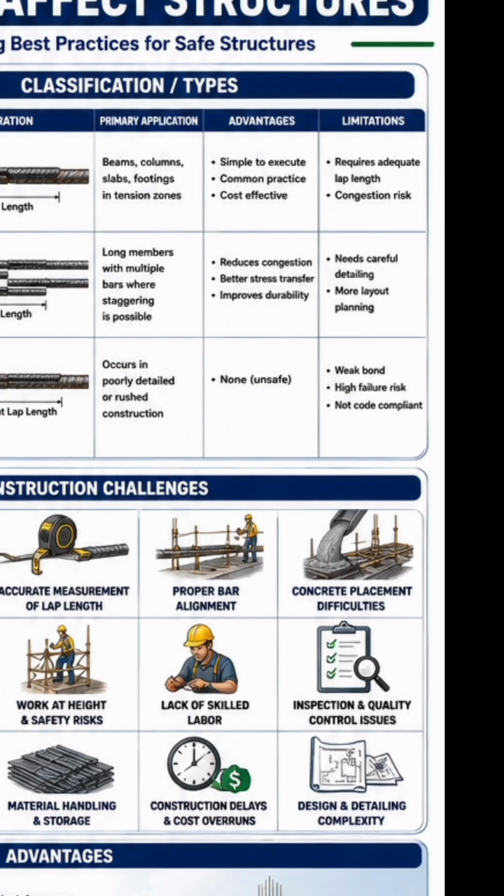So we also have the limitations. For lapping end to end, it requires adequate lap length, and there is congestion risk. Then for overlapping, it needs careful detailing and more layout planning, so you need more layout planning, and it also requires more detailing. Then for the other one, underlapping, we have weak bond, high failure risk, and non-code compliance. So you have that high failure risk for the other type of lapping. You understand? So lapping is very, very essential in construction.